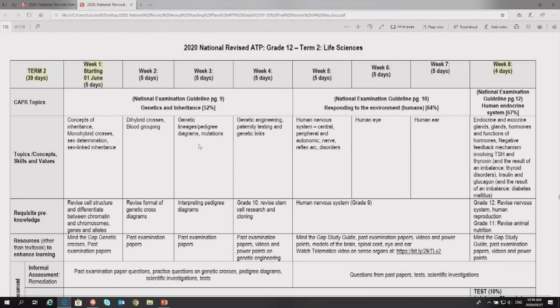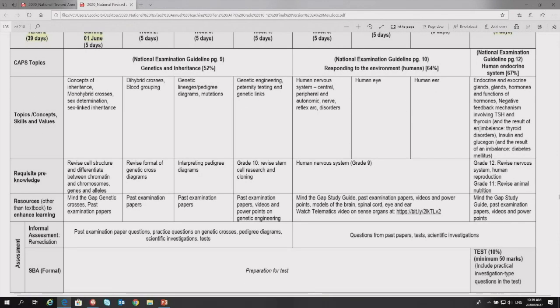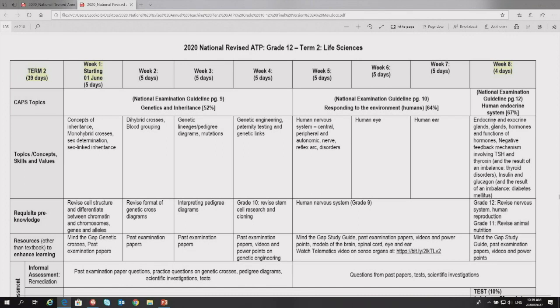But if you manage to save a week, good for you, because then you gain some time at the end to complete the curriculum. The same with the nervous system. Then, something that has been suggested since the revised ATP saw the light is that the endocrine system move also to the second term. So before this term ends, remember we said 31st of July, you need to be finished with the endocrine system in humans.